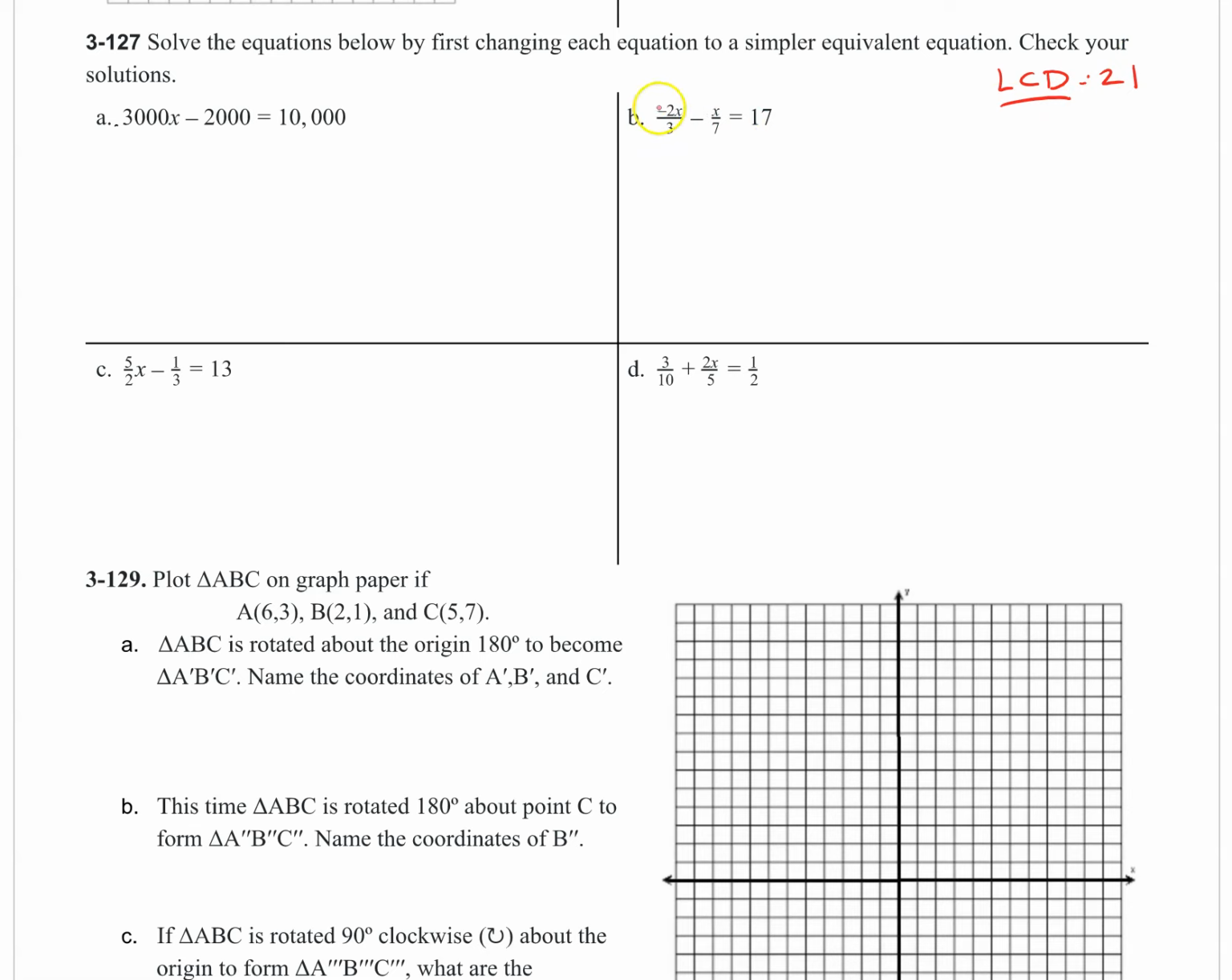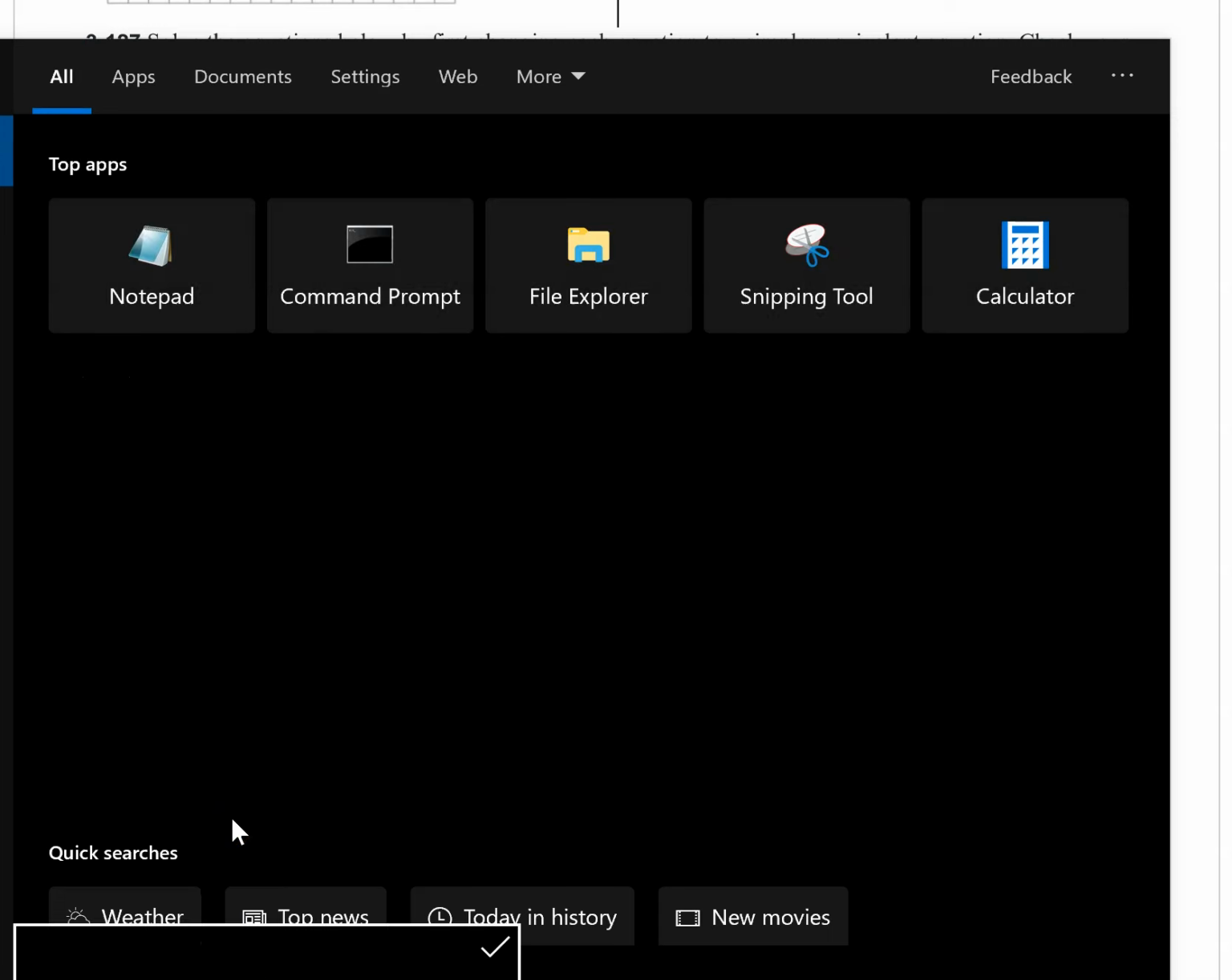Alright, now I'm going to multiply each term by the LCD. Okay, so for my first fraction, 21 times negative 2x is negative 42x over 3 minus. Second fraction, 21 times x, that's an easy one, which is 21x, and that's over 7 equals 21 times 17. I think I'm going to use a calculator for that one.